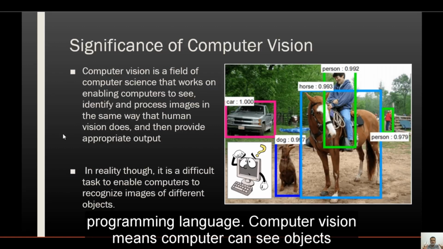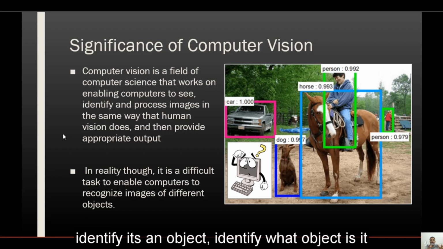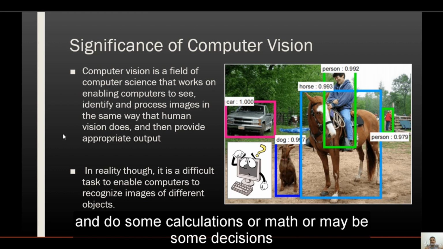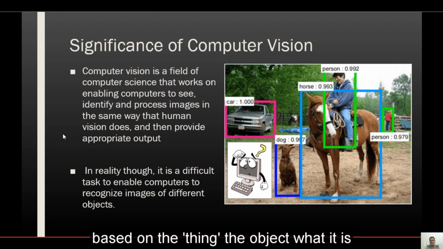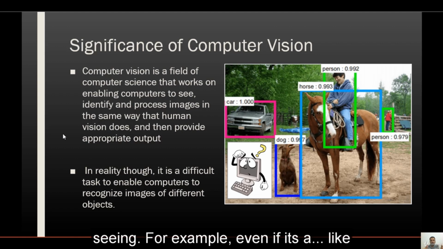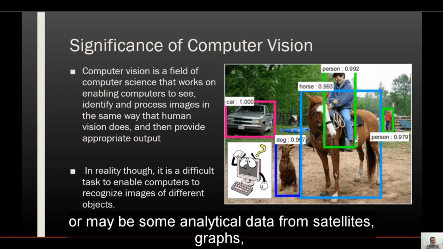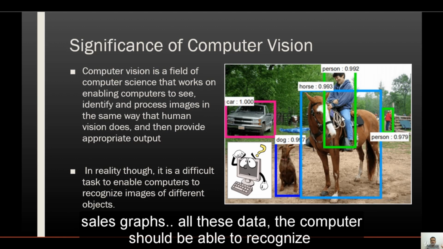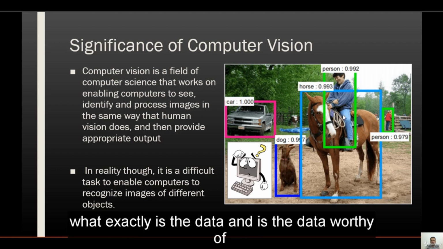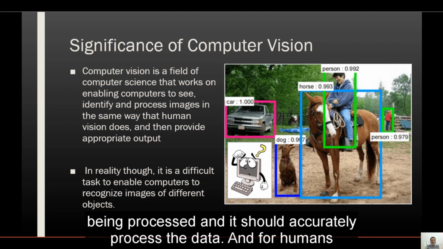Computer vision means the computer can see objects, identify that it's an object, identify what object it is, and do some calculations or math or maybe make some decisions based on the object it is seeing. For example, a car or a dog or a horse or a person, or maybe some analytical data from satellite graphs, sales graphs. With all this data, computers should be able to recognize what exactly the data is, whether the data is worthy of being processed, and it should accurately process the data.